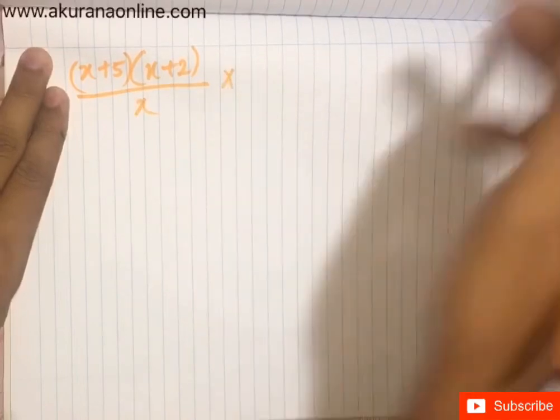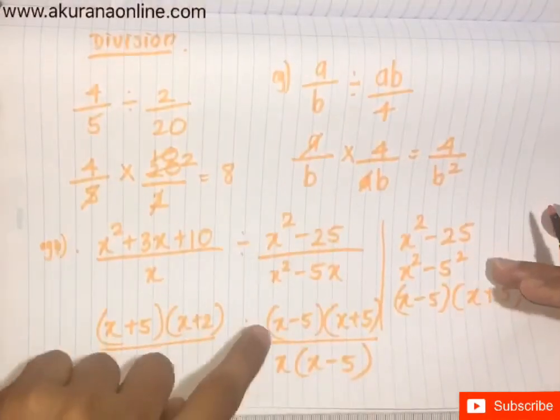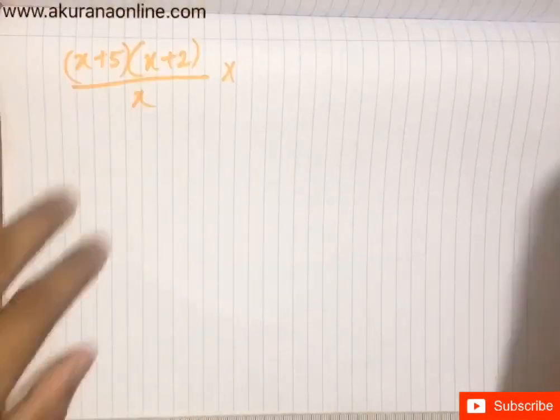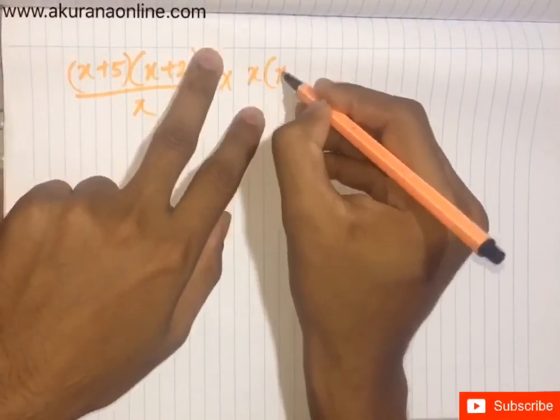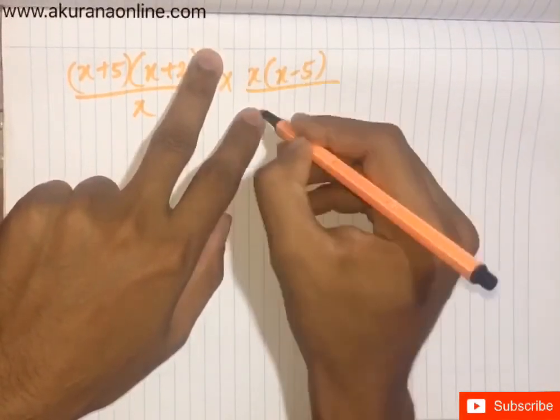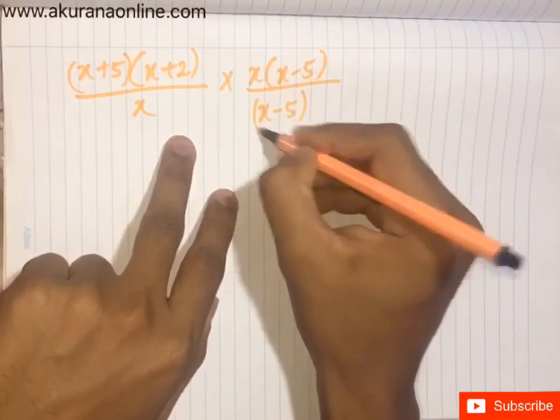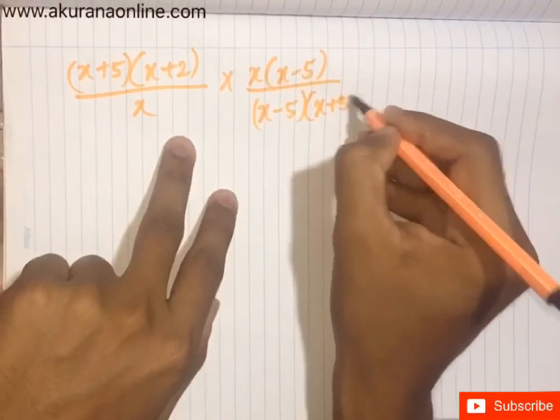Now you write multiplication and take the reciprocal. You change the numerator and the denominator: x and x minus 5. Here you have x minus 5 and x plus 5. Are you clear with this part?